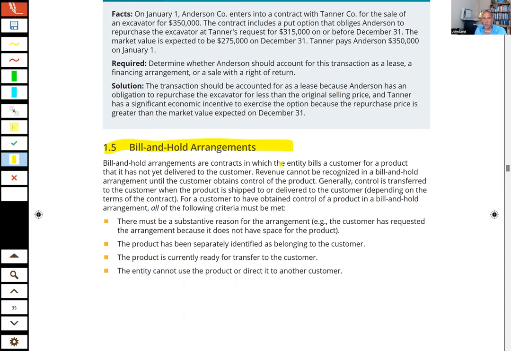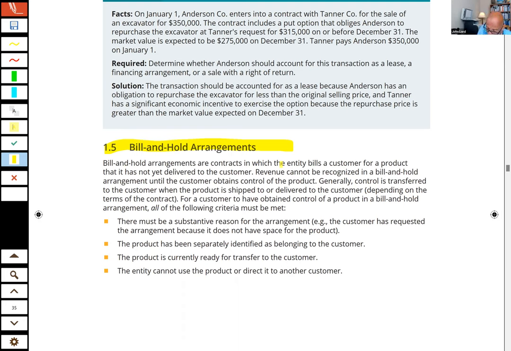Yeah, I'll hold it for you. We've got space here. We'll set it aside. We're not going to sell it to anybody else. We'll hold it for you. Under that situation, Serena would be able to do what? Recognize that revenue, because they are simply holding that item for me as an accommodation. Okay, that's what we're talking about here.